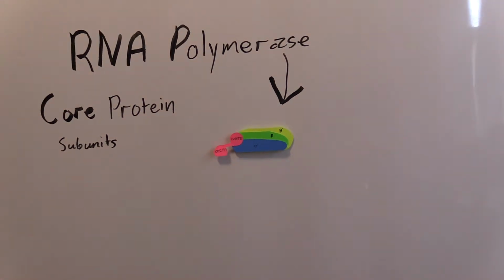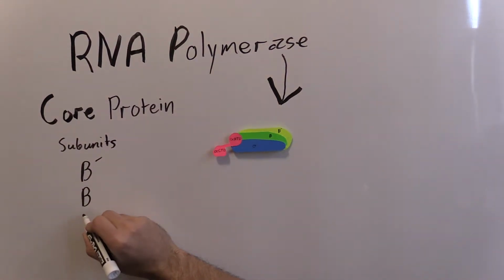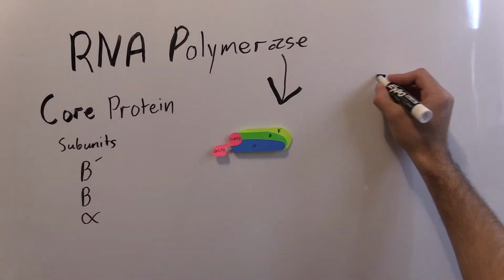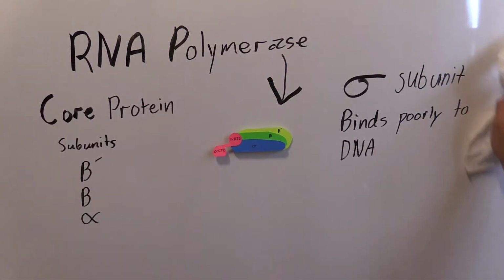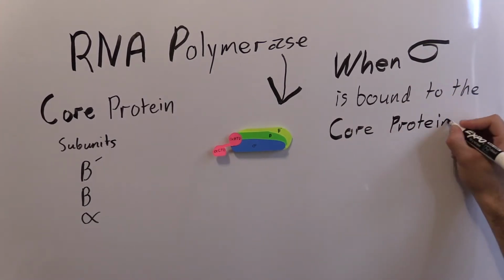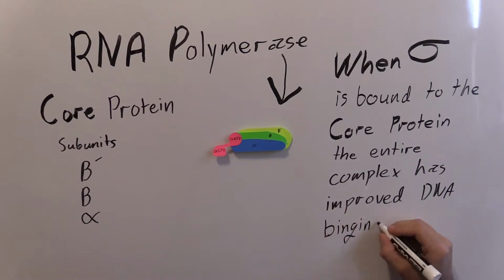Now remember that RNA polymerase is made up of several subunits, with the core protein being made up of the beta prime, the beta, and the alpha subunits. Depicted here in blue in the little diagram is the sigma subunit. It has the capacity to bind to DNA by itself, but it does so very poorly. When it is bound to the core protein, the entire complex has improved binding capacity. And remember, the more we can improve the binding, the more transcription will occur.